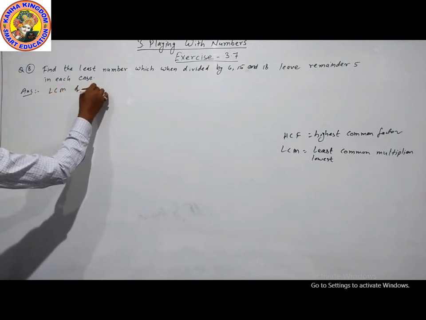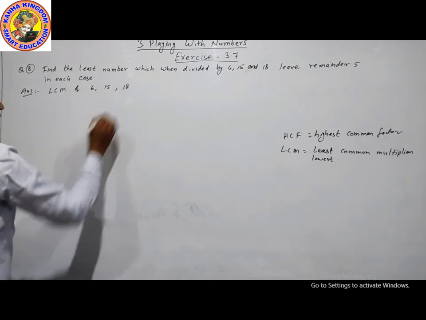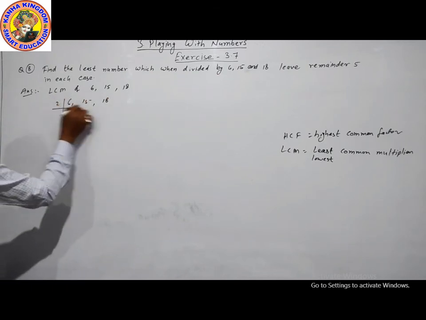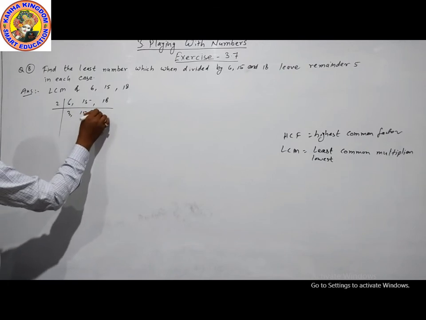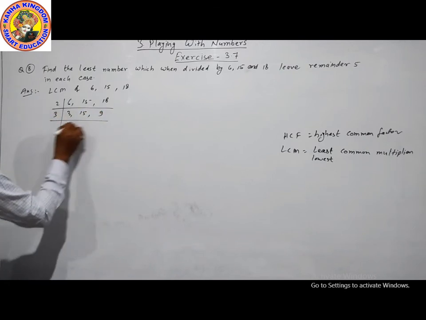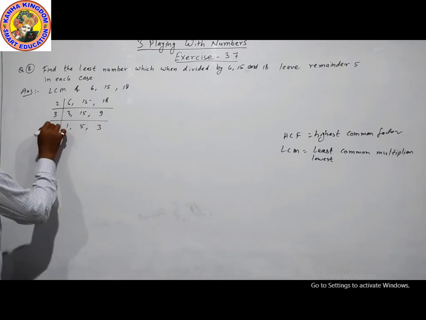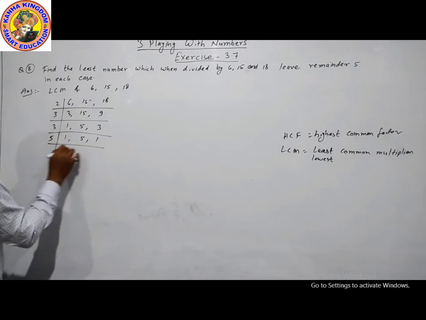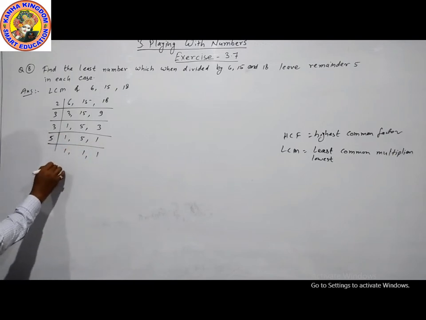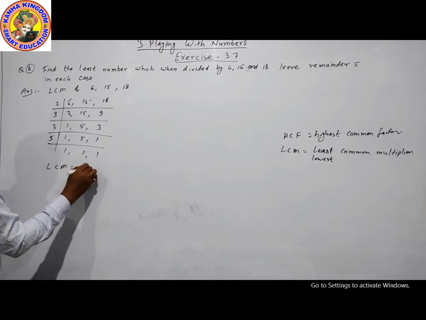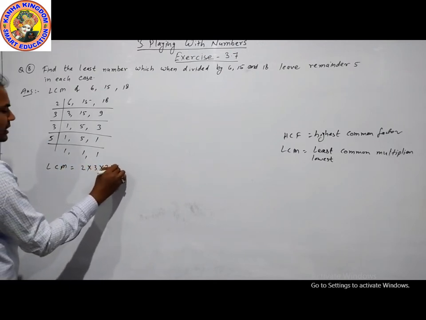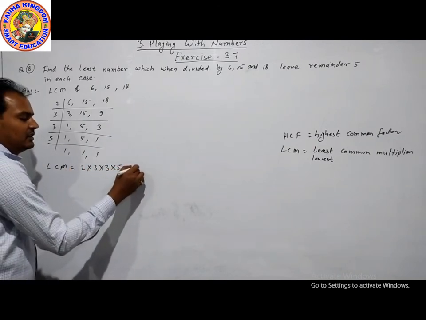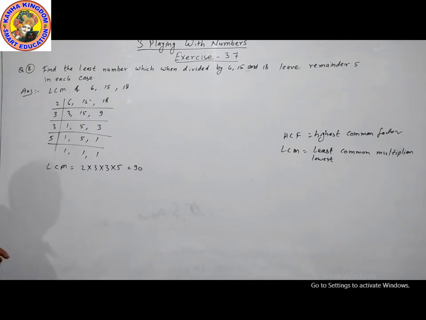LCM of 6, 15, 18. Taking LCM, dividing by 2: 3, cannot divide 15, 9. Now dividing by 3: 1, 5, 3. Dividing by 3: 1, 5, 1. Now dividing by 5: 1, 1, 1. So our LCM is 2 into 3 into 3 into 5. 5 into 2 is 10, 10 into 9 is 90. The LCM is 90.